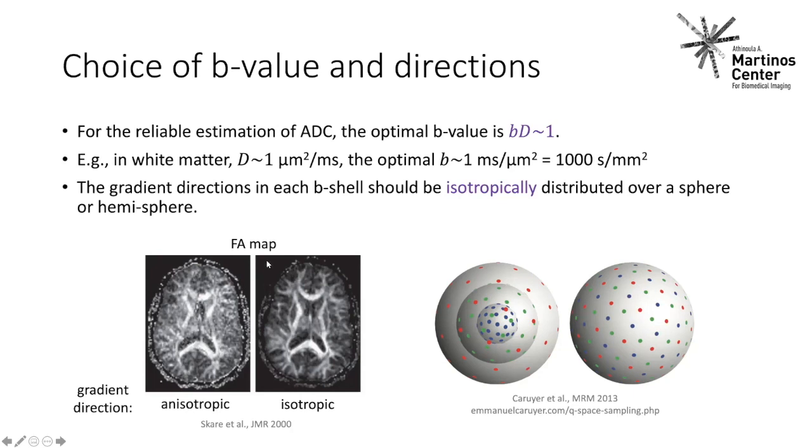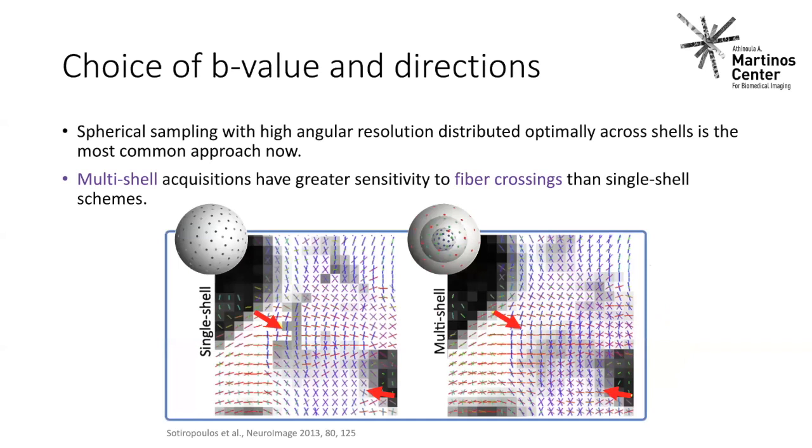So you can see in the left figure, it shows the FA map obtained from 2 different protocols. The first protocol has anisotropic gradient directions, and the second protocol has isotropic gradient directions. And we can see it's very important to have isotropic gradient directions distributed over a sphere or hemisphere. And the spherical sampling with high angular resolution distributed optimally across shells is the most common approach now.